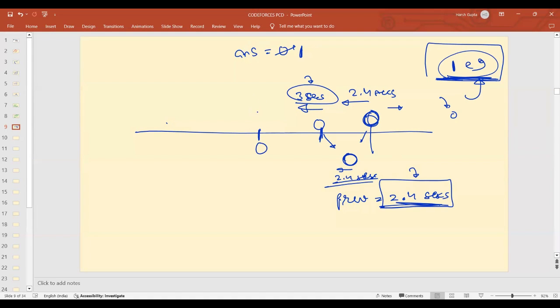I will come to the next ball. It is taking 2 seconds to reach the origin. Now, since this is taking 2 seconds and the previous one was taking 2.4 seconds.